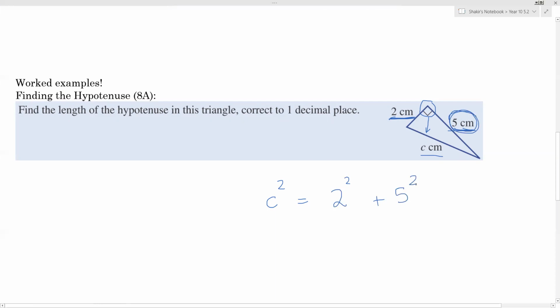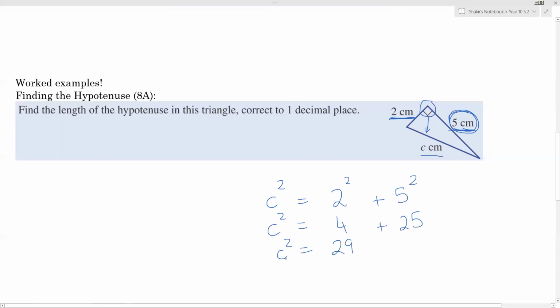And now I'm just going to solve this. So c squared is equal to, well, 2 squared is 4, and then 5 squared is 25. And so c squared is equal to 4 plus 25, which is 29.